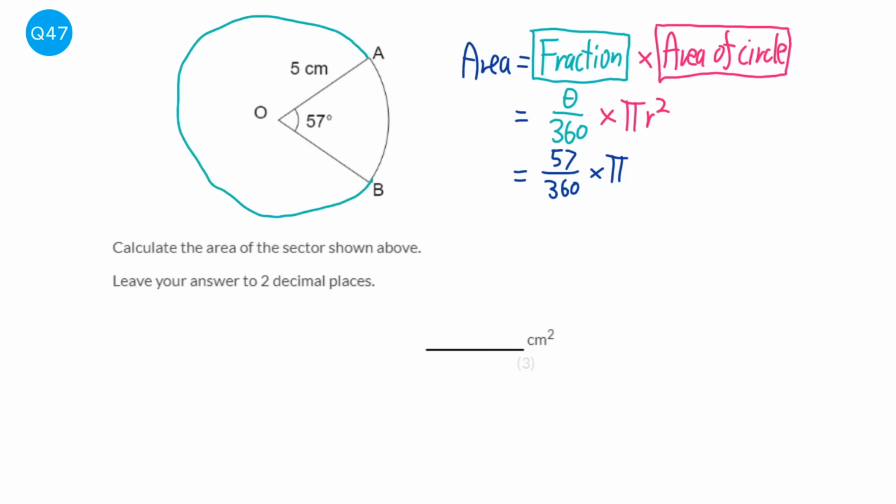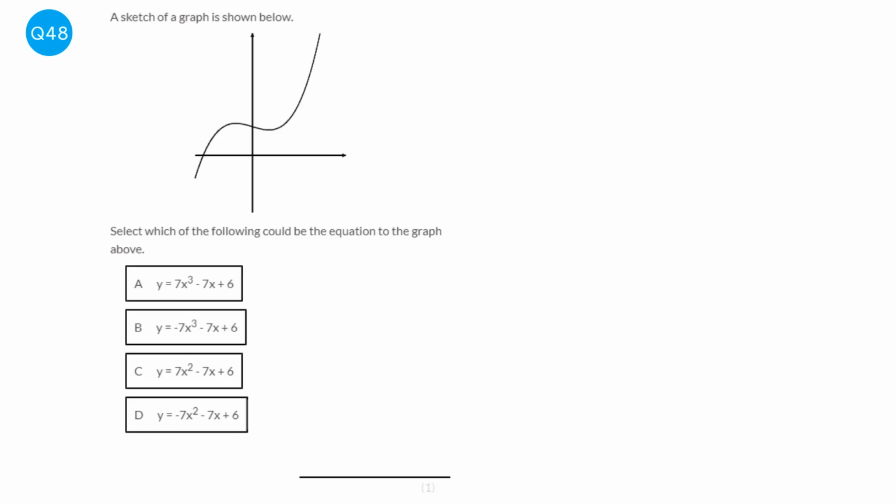I'll do a badly drawn circle. And you can see here that this length here, this 5 centimeters, is the distance between the center of the circle and the circumference. So that is a radius. So it's going to be times 5 squared. Put that into your calculator and you'll get 12.435 and so on. It says it wants 2 decimal places, so we round that to 12.44 centimeters squared.